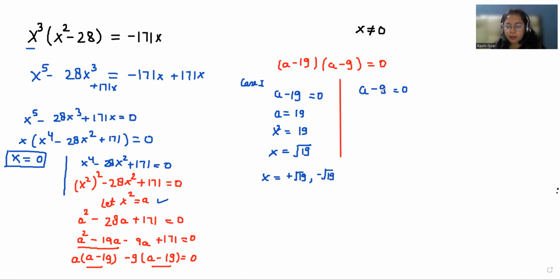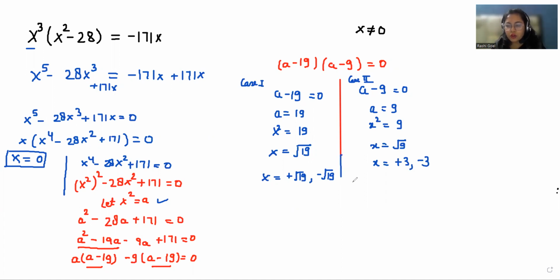Now comes to a minus 9, case second. So a is equal to 9. The value of a is x square. x square is equal to 9. So x is equal to under root 9. So x is equal to plus 3 or minus 3.